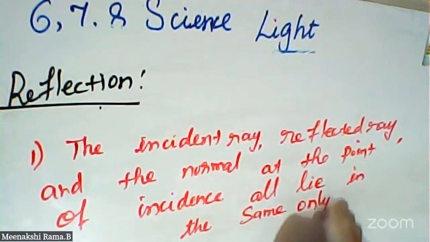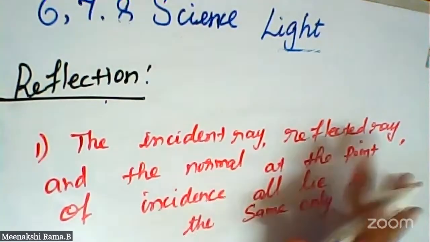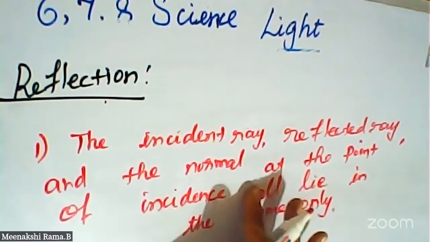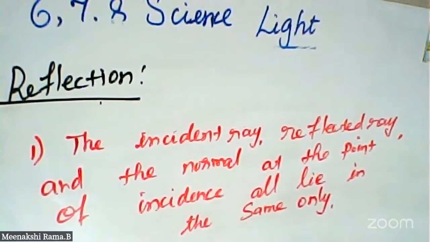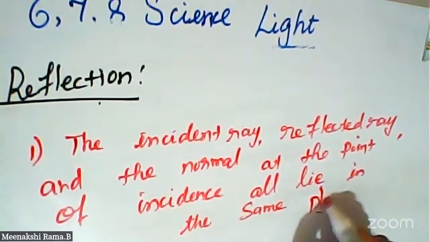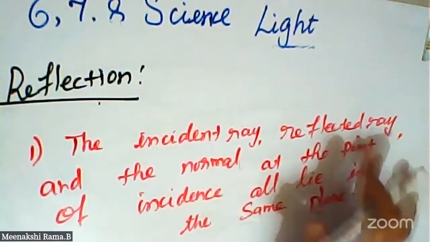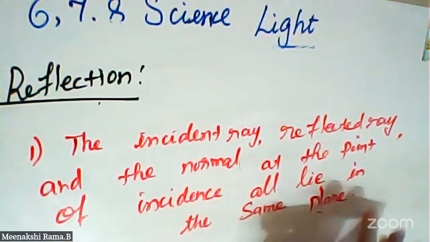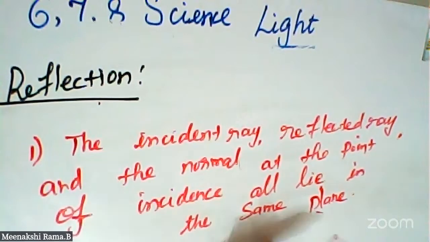The first point of the law of reflection is that the incident ray, reflected ray, and the normal at the point of incidence all lie in the same plane. So this is the first law of reflection. Once again, I'm going to read this: the incident ray, reflected ray, and the normal at the point of incidence all lie in the same plane only.